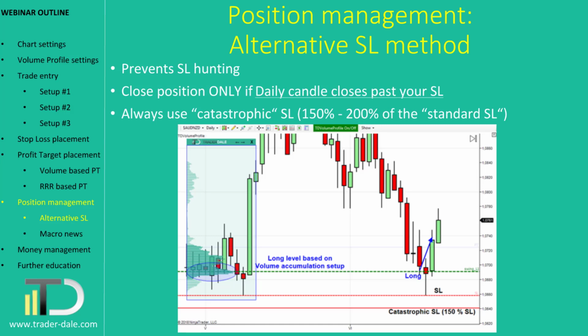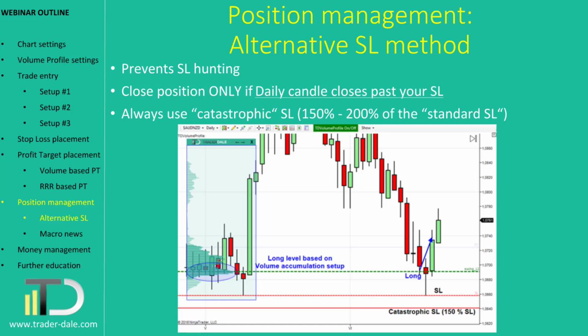So for that reason, you need to have a catastrophic stop loss, which is sort of a safety pin, and it's the worst case scenario which could happen. Catastrophic stop loss is very important to have from the money management point of view, so you know what the worst case scenario could be. I use the catastrophic stop loss as 150% of my standard stop loss. So if, for example, in this case the stop loss, the red dotted line, was 100 pips distant from the entry point, then the catastrophic stop loss would be 150 pips.